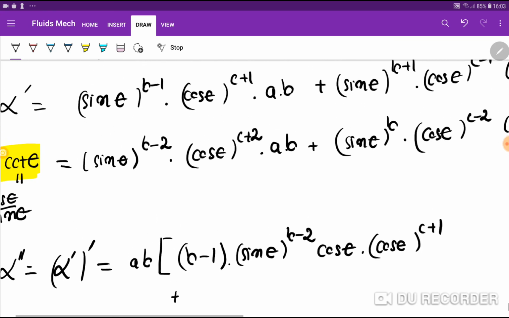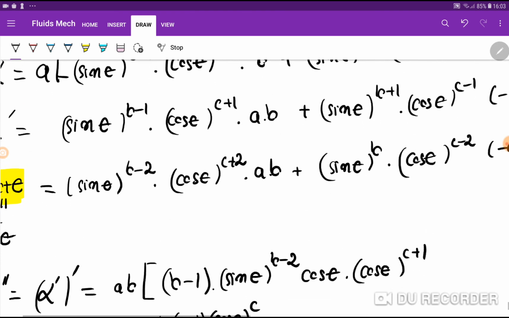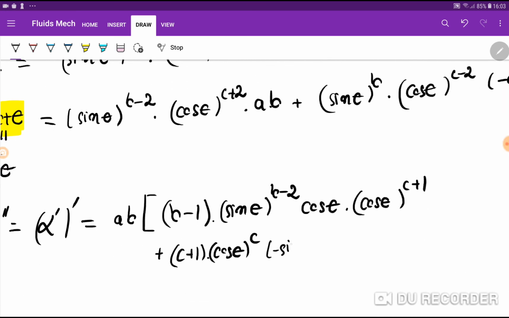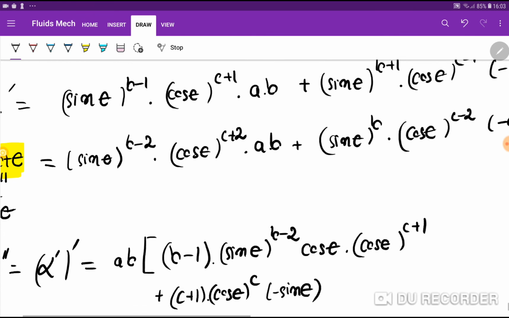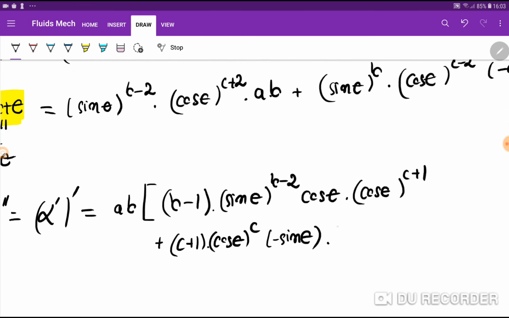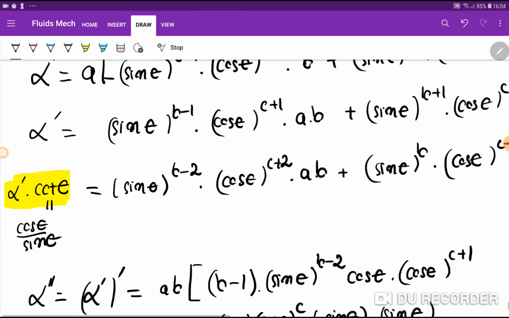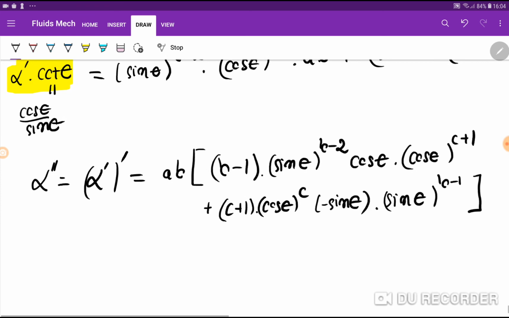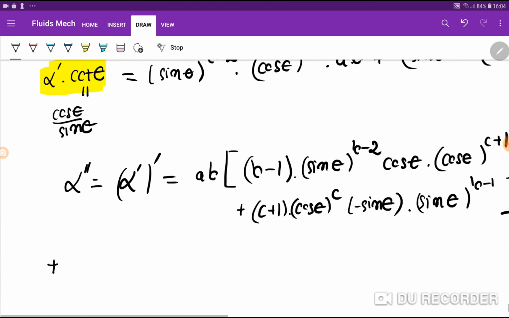And then you take the derivative of the second term, which is c plus 1 times cos theta to the power of c. And then the chain rule kicks in, the derivative of cosine theta is negative sine theta. I just want to make sure everything is correct. And then you times the term sine theta to the power of b minus 1. This is the first term. And then we have to add the second term. I can pull negative AC outside.